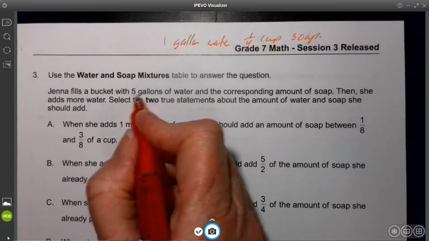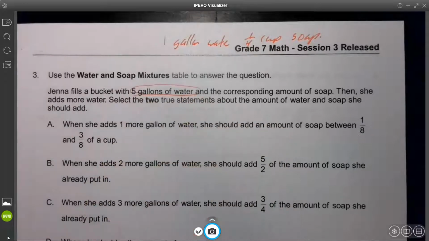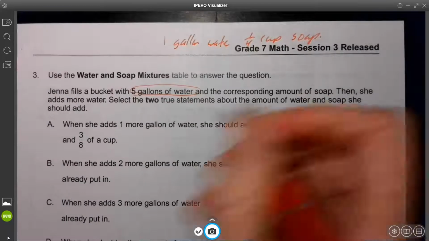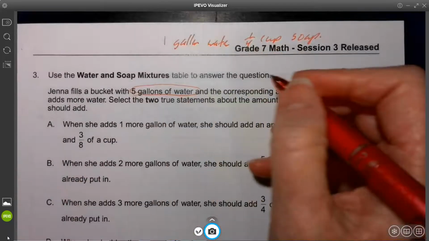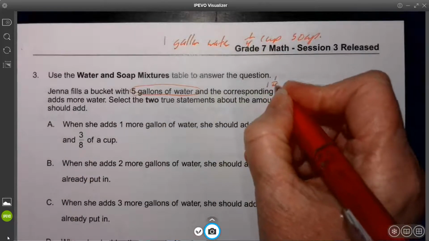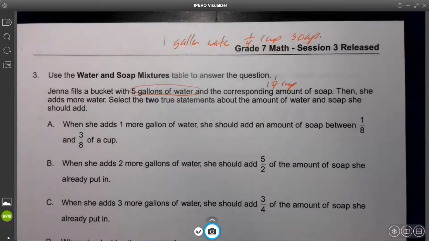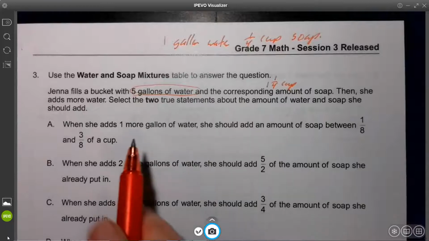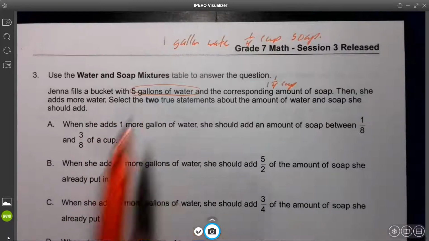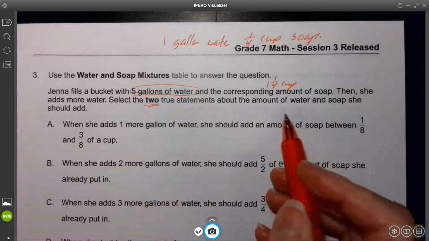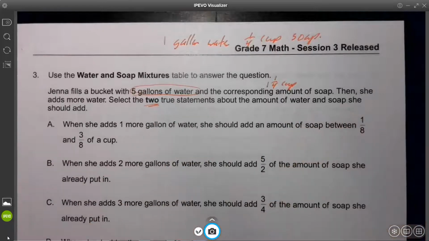Okay, so we see that we're talking about 5 gallons of water. So what I did is I went ahead and said corresponding amount of soap. Well, 5 gallons times 1/4 turns out to be 1 1/4 cups of soap. I don't know if we're going to need that, but I'm just making notes to myself. She then adds more water. Select 2 statements that are true about the amount of water and soap that she needs to use. Okay, so that's what we have to keep in our mind.